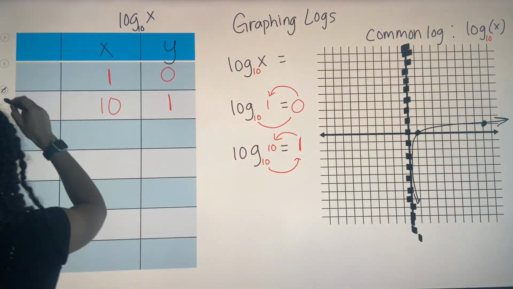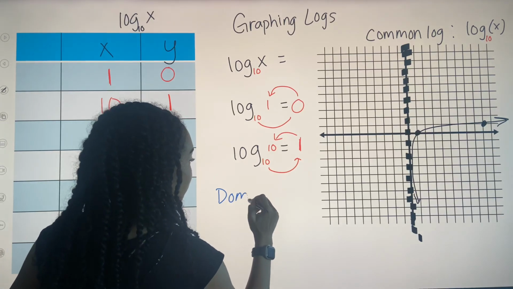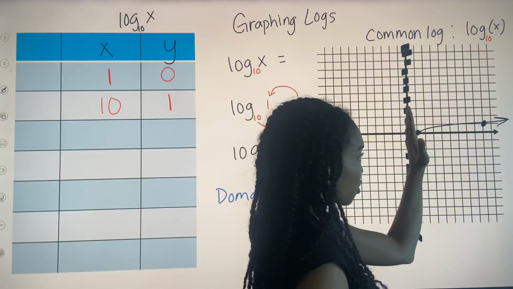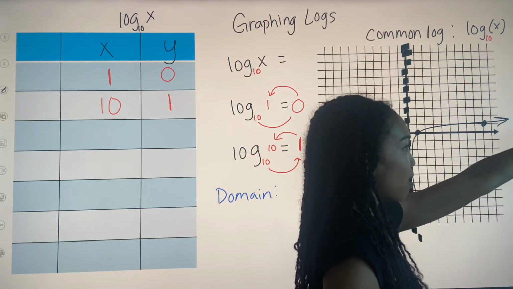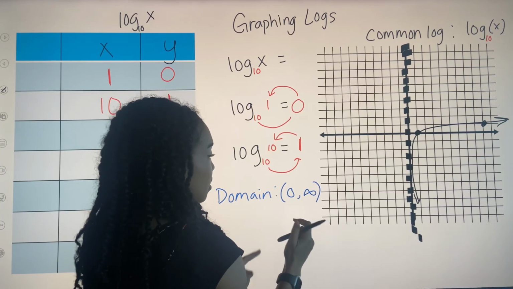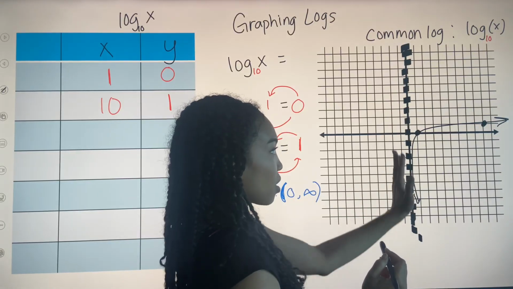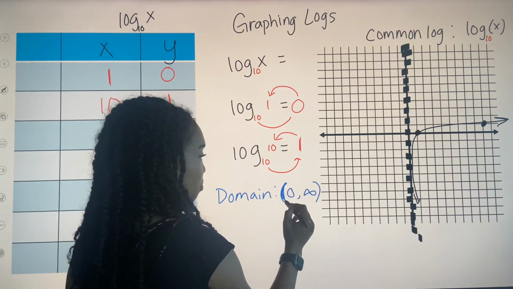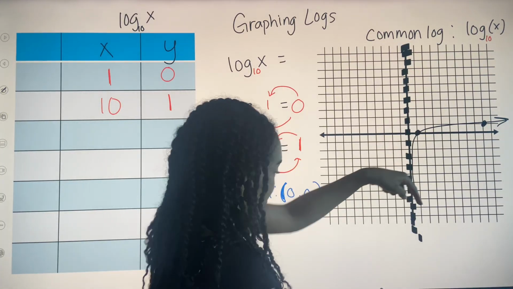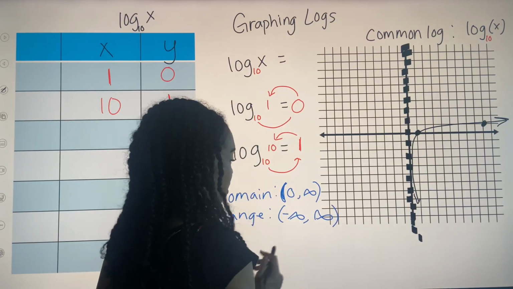Let's talk about some of the attributes. So your domain, it goes from the left at 0, it starts at the asymptote, and then it moves that way towards infinity. So that's 0 to infinity. This needs to be a parenthesis because there's an asymptote here. You cannot be on the asymptote, so no brackets, only a parenthesis. Your range, it goes down forever, so that's negative infinity, and then it goes up forever, positive infinity.